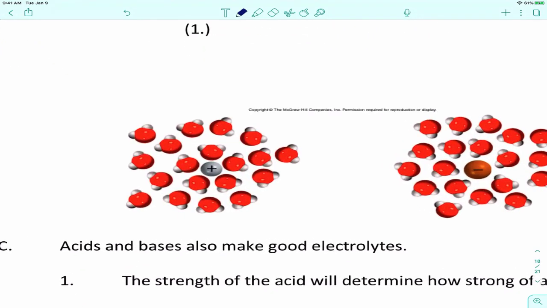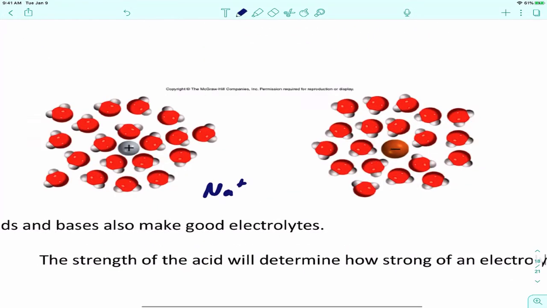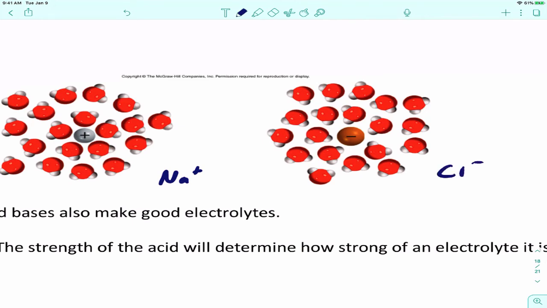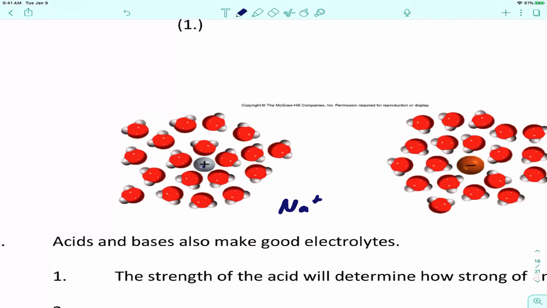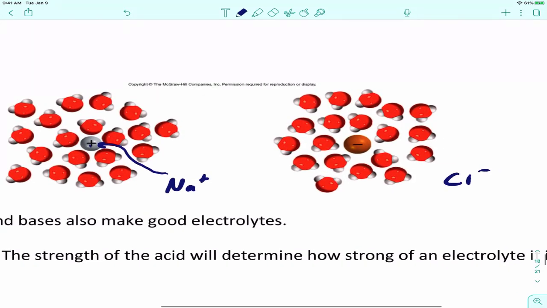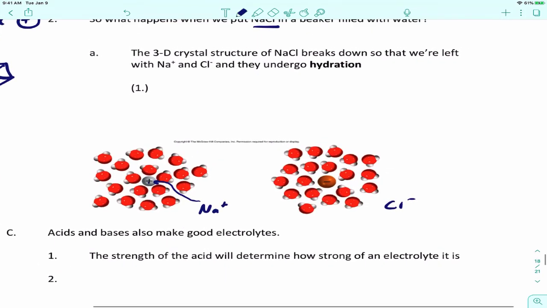So you're going to have a positively charged ion, and you're going to have a negatively charged ion, the chloride ion. Now look at this picture. The sodium ion, the positively charged ion in the middle of this, look at what's going on with these water molecules. They're arranging themselves so that the oxygen is closest to that positive charge. And if you look at the chloride ion, in this case, the hydrogens are closer to the chloride ion. So this whole process is called hydration.